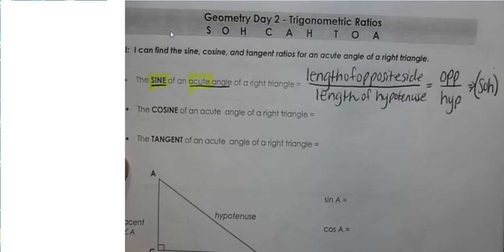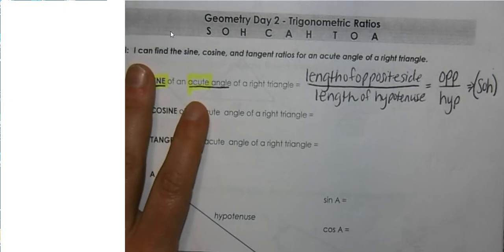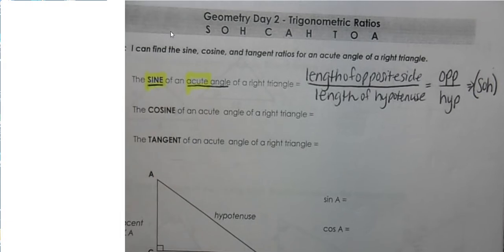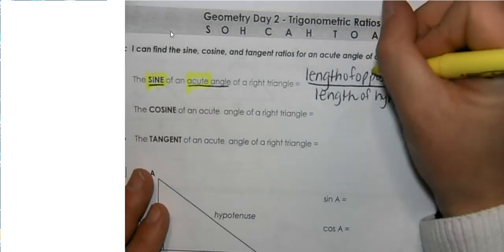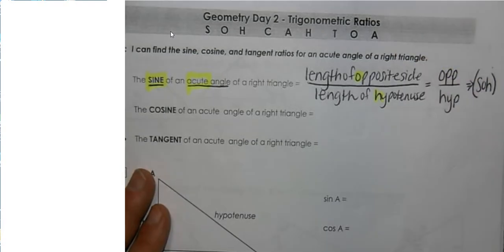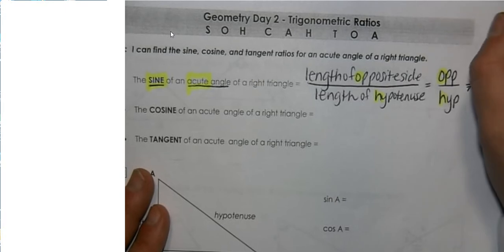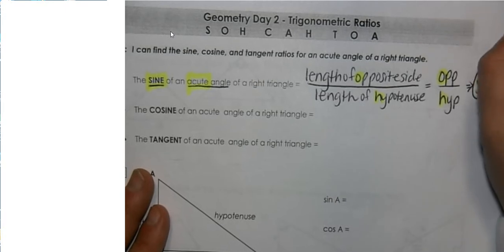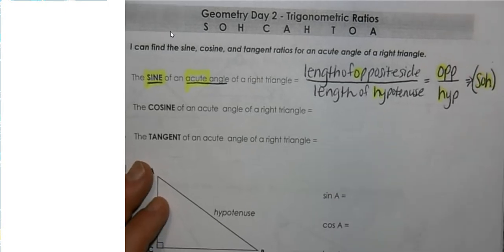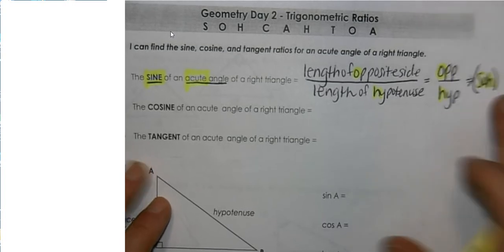So this is for just of a right triangle, the acute angles. And if you think about it, a right triangle has two acute angles. So this is just for one of them. It is equal to the length of the opposite side divided by the length of the hypotenuse. There's your SOH. Sine of an acute angle is equal to opposite over hypotenuse, SOH.